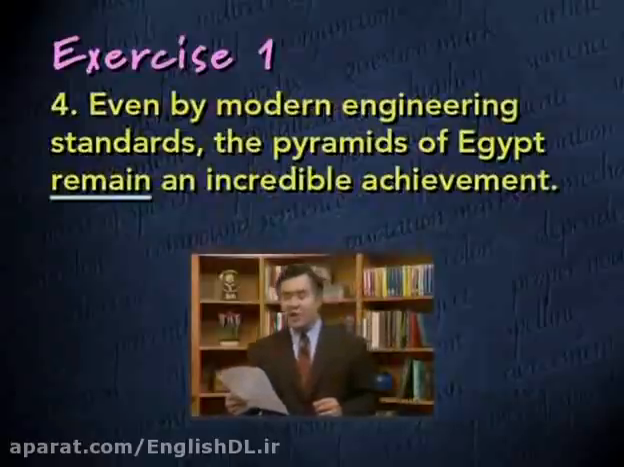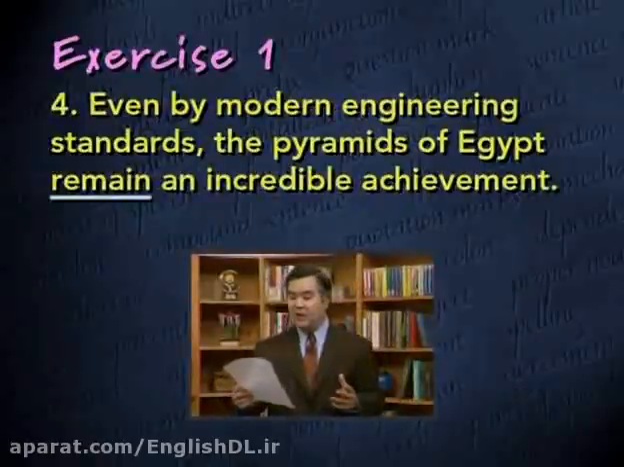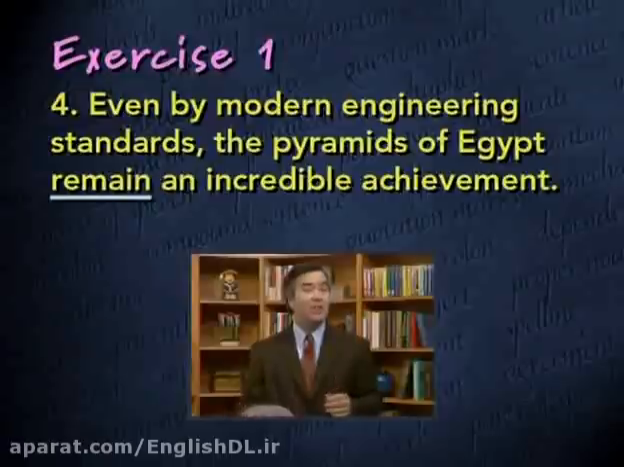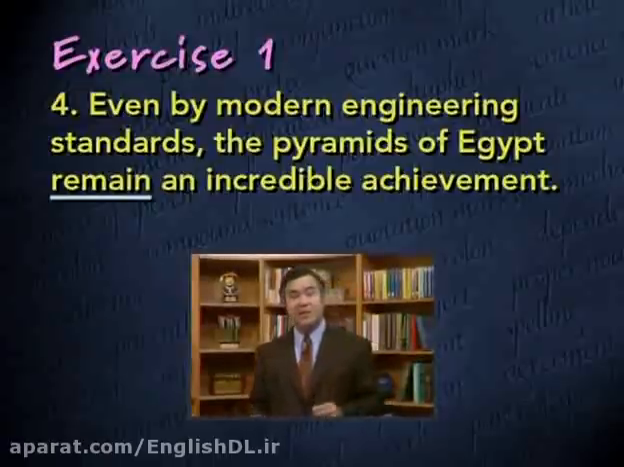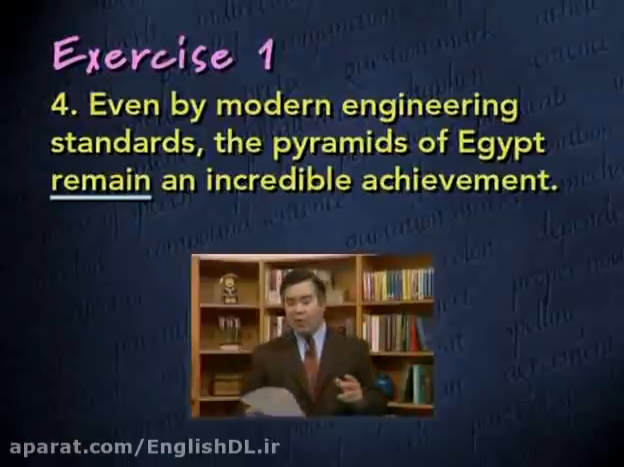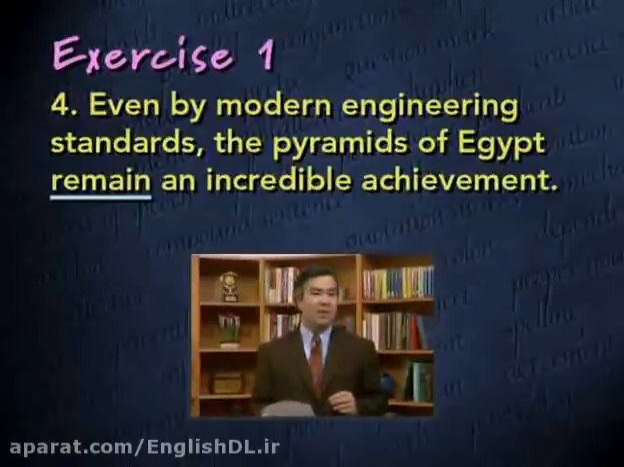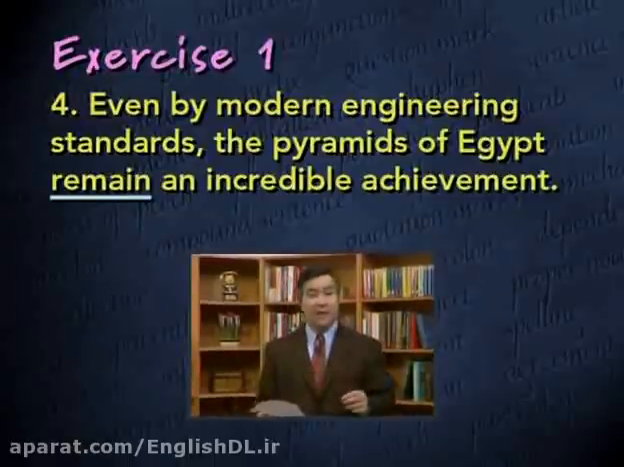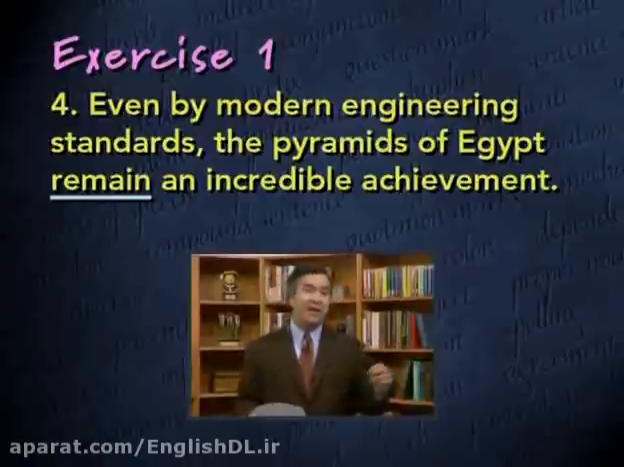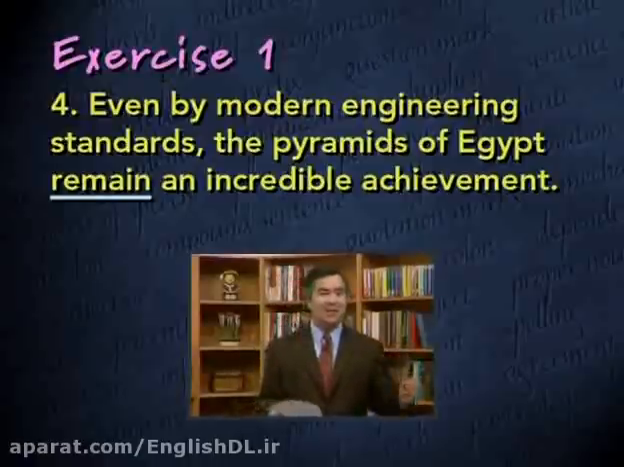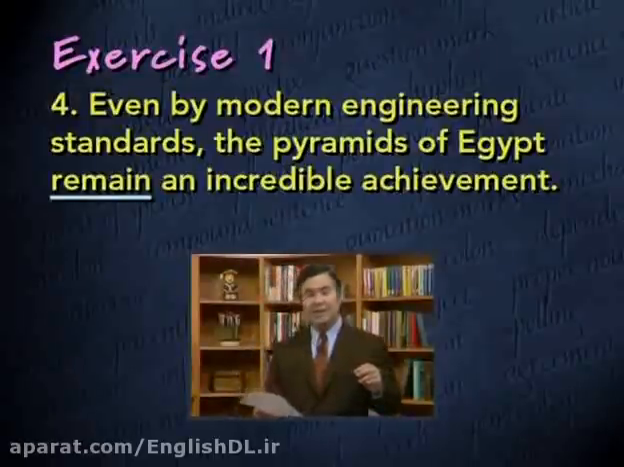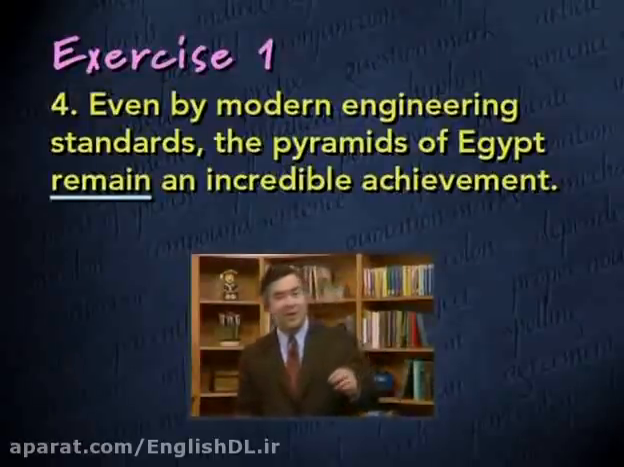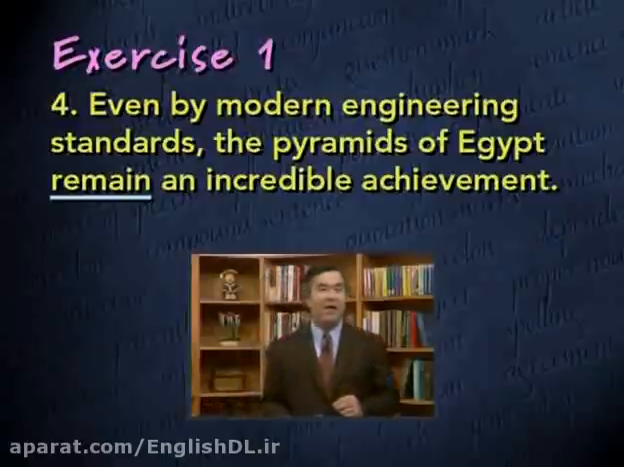Even by modern engineering standards, the pyramids of Egypt remain an incredible achievement. The verb remain is underlined. What's the subject of the verb remain? What remain an incredible achievement? The answer is pyramids. Once again, the fact that some other words come between the subject and the verb shouldn't confuse you. It's not Egypt that remains an incredible achievement. It's the pyramids that remain an incredible achievement.